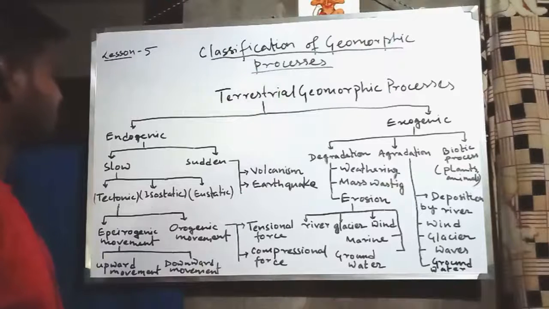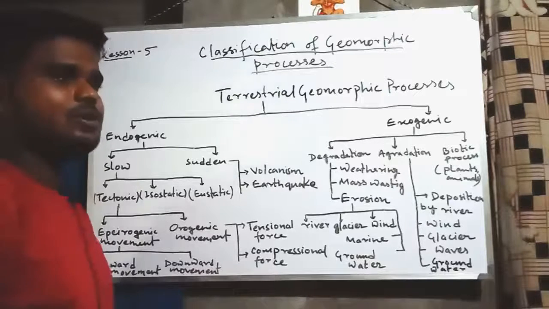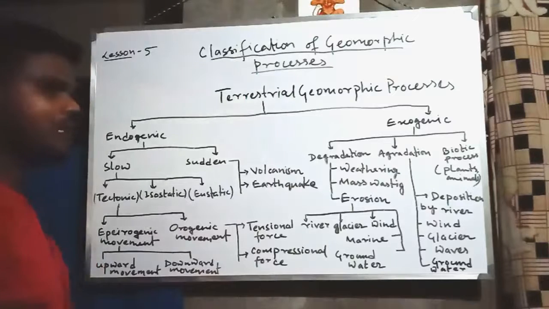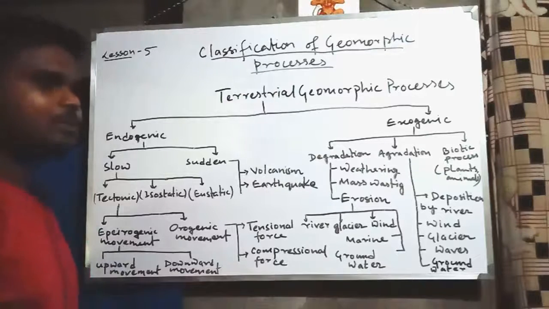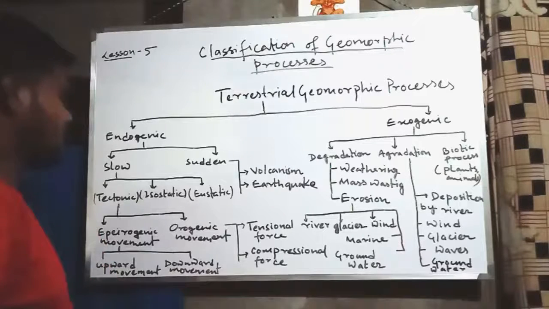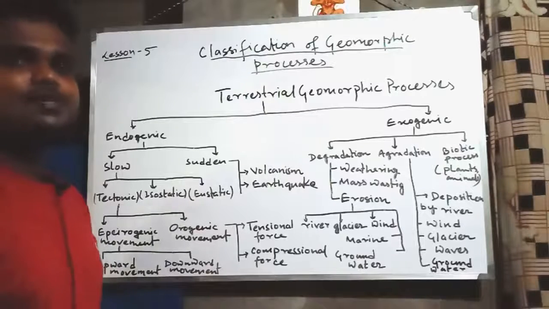Now let us know about the endogenic processes. First of all, the endogenic process is divided into two types, that is slow movement and sudden movement. Slow movement is further divided into three types, that are tectonic, isostatic and eustatic. So what is tectonic? Tectonic events are those events which are directly associated with the movement of the crustal plates. Then isostatic, it is related with the sea level change, with the sudden removal of ice from the ocean surface, or melting of the ice suddenly on the ocean surface, which releases the pressure from the land surface and leads to the rise of sea level.